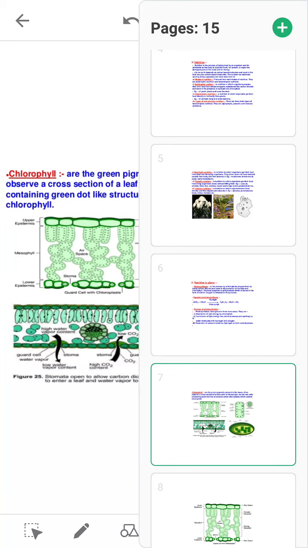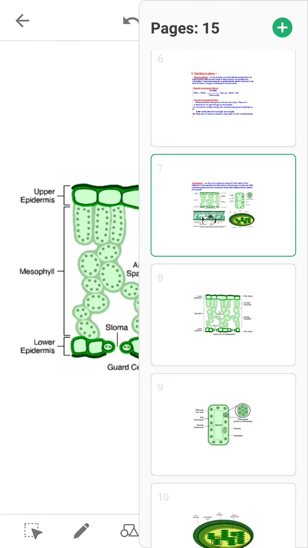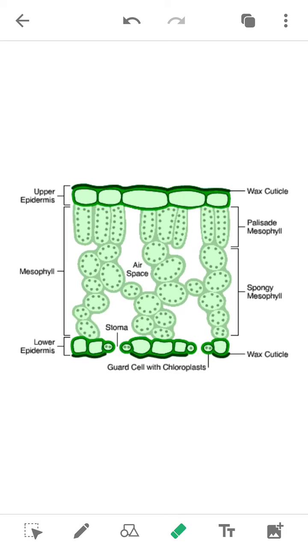Now, we'll closely observe the transverse section of the leaf. The transverse section of the leaf contains upper epidermis, mesophyll, lower epidermis. Upper epidermis is coated with a waxy cuticle outside, and in between the upper epidermis and lower epidermis, mesophyll tissue is present. It is of two types: palisade mesophyll tissue and spongy mesophyll tissue.